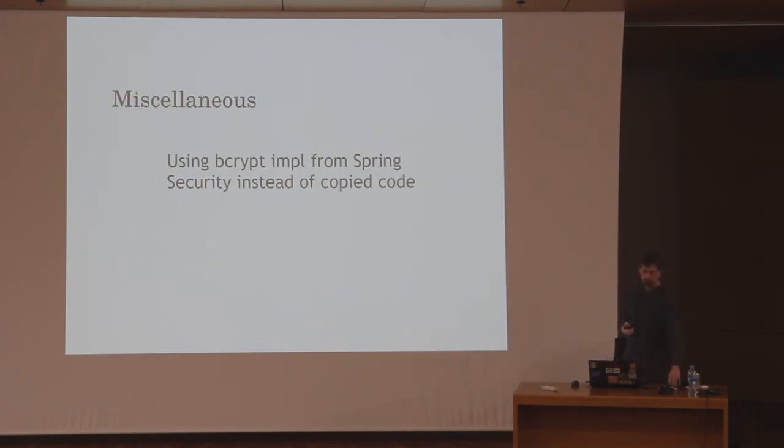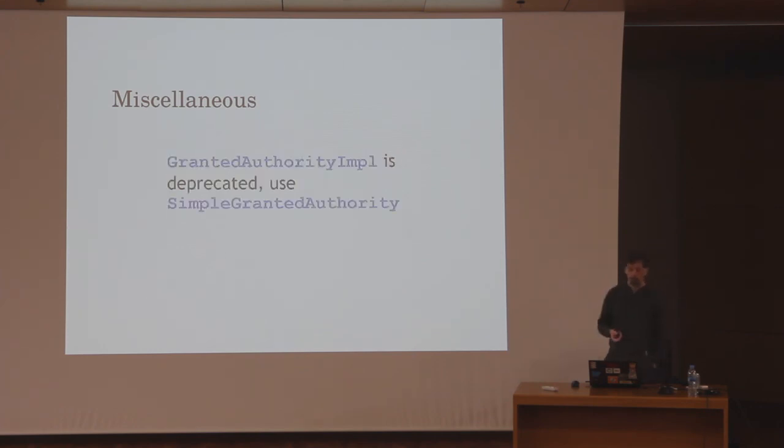Some miscellaneous stuff. I had used a bcrypt implementation that I found online. Now there's actually bcrypt support in Spring Security itself, so I'm using their implementation instead of the one I had found online. GrantedAuthorityImpl is still there, but it's deprecated, so you want to be using SimpleGrantedAuthority if you access that directly.